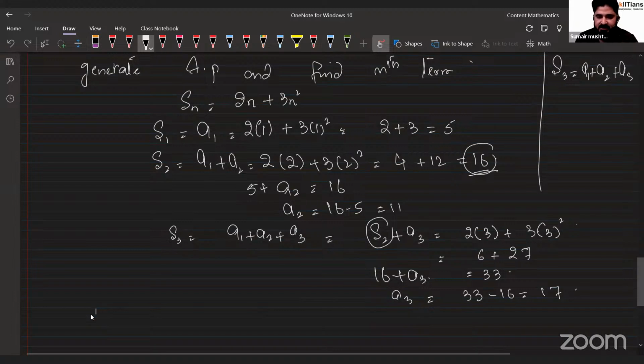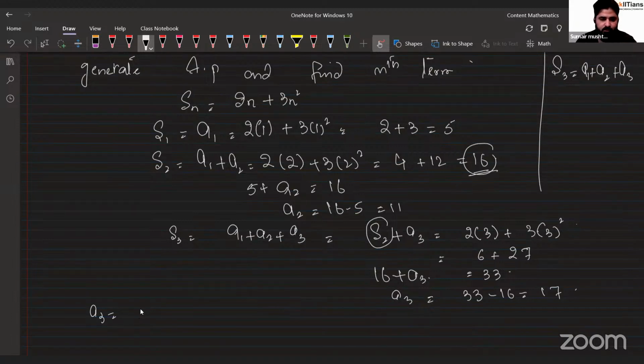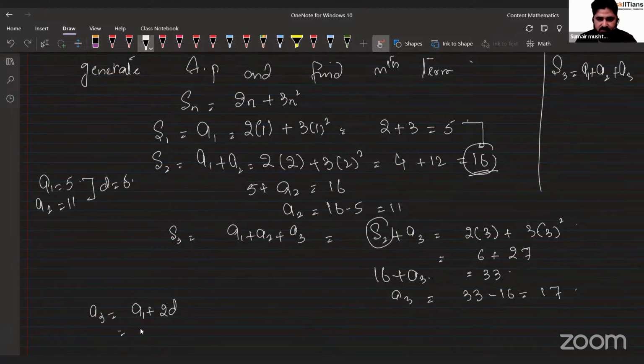If you have to find A3, A3 will be equal to A1, that is the first term, plus 2D. What's the common difference? When you have the two terms, you can find the common difference by subtracting. First term is 5, second term is 11. After subtracting these two, the common difference is 6. So the first term is 5 plus 2 times 6, that's 12 plus 5. That is also equal to 17. You can do it this way as well.